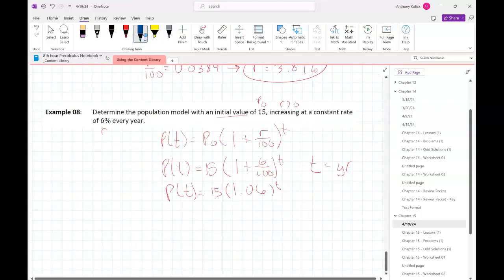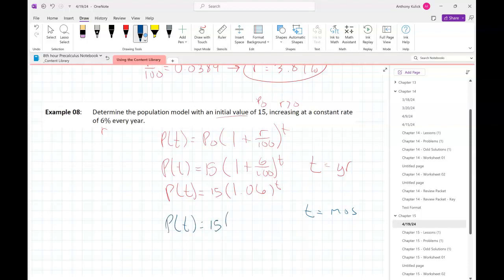Now, what if I wanted to make T as in months? How much of that 6% change happens in 1 month? 1/12 of it, right? So my exponent should be T over 12, if T is months. If T was in centuries, it would be 100T, because it should have hit that 6% growth 100 times for the 100 years that have gone in a century.